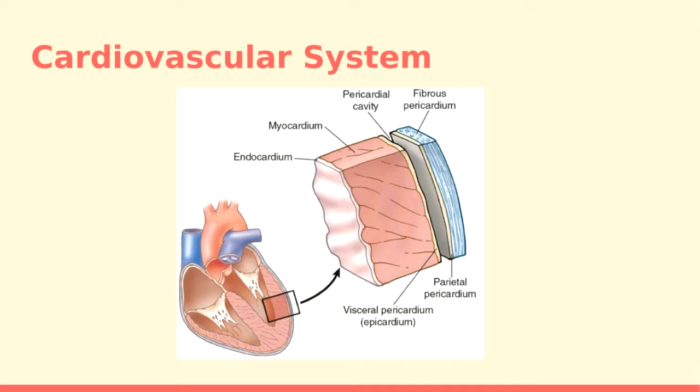It's composed of two layers and a cavity. The inner layer is called the visceral pericardium or epicardium, and the outer layer is the fibrous pericardium. The cavity in between is called the pericardial cavity, which holds fluid that serves as a lubricant. As was said before, for this presentation, we'll focus on changes that occur to the heart, while the vascular presentation focused more on peripheral vascular changes. However, some topics do overlap in both of our presentations.